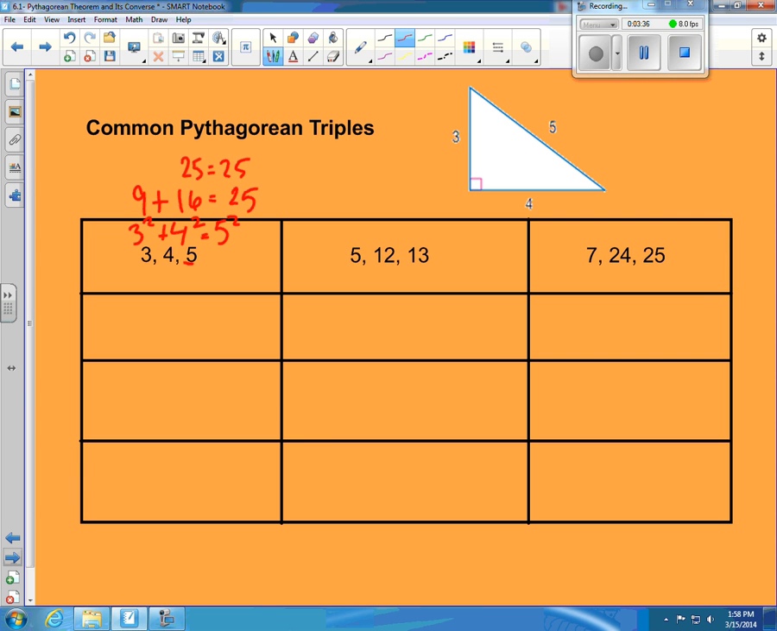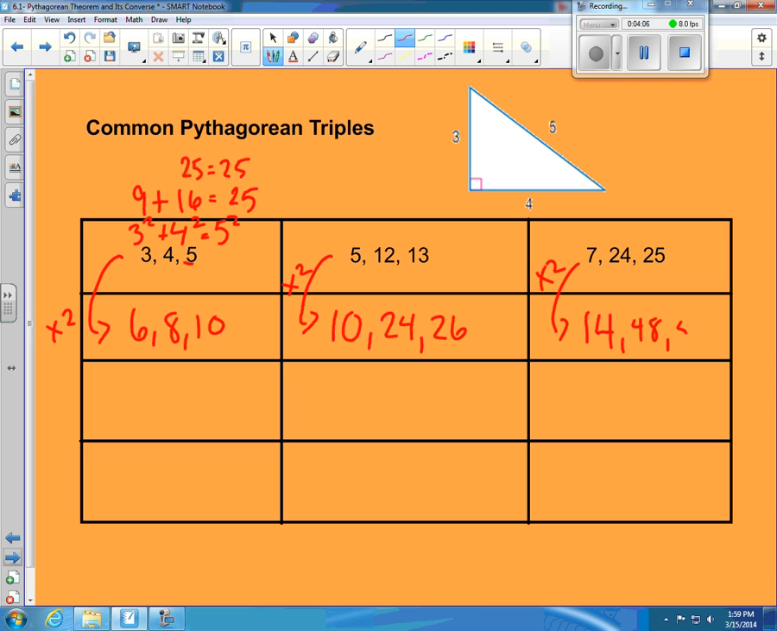All right. So sometimes we can find other common Pythagorean triples by taking our first ones, and we're going to multiply by 2. So we have 6, 8, and 10 as another Pythagorean triple. And that works for all of the original ones. If we times it by 2, we get 10, 24, and 26. And then we're going to multiply this one by 2 also. So we have 14, 48, and 50. All of these are going to be Pythagorean triples.